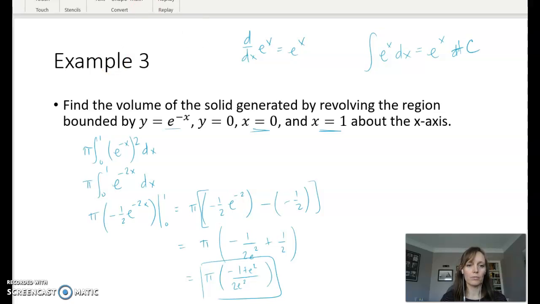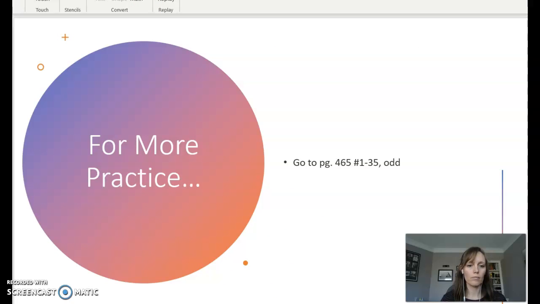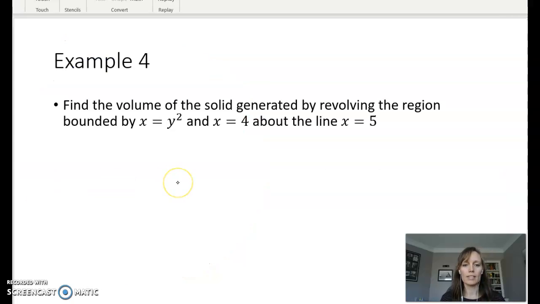One last example for you. Example 4, this one here is written in terms of y, and we're revolving around a vertical axis. And so everything is in terms of y this time. So nothing changes about how we go about this process other than the fact that we're in terms of y.